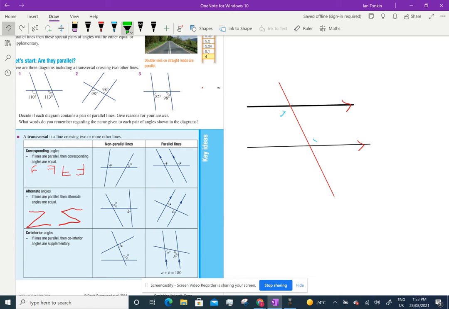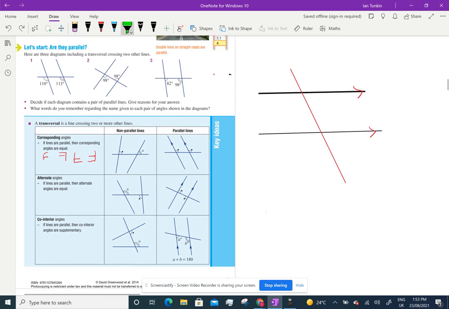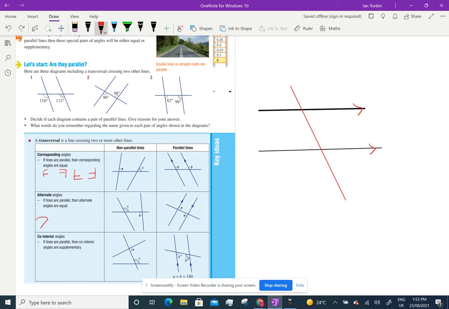But also, so get the Z's back. This angle and this angle are equal. And again, see the Z. So you can have a Z the normal way or a Z back to front. Either way, the angles are equal.